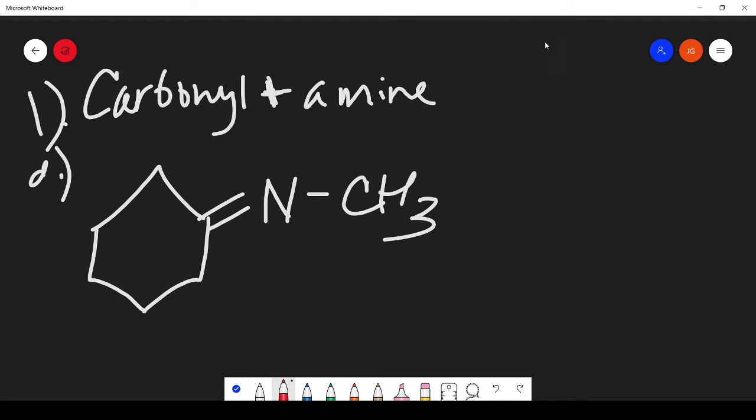Now, we don't need to draw the whole arrow pushing reaction mechanism for this. We just want to know what carbonyl and what amine we need to use. And to do this, we can use a very, very nifty trick. We'll just draw a line through this carbon-nitrogen double bond. And from there, let's draw what is on each side of that line.